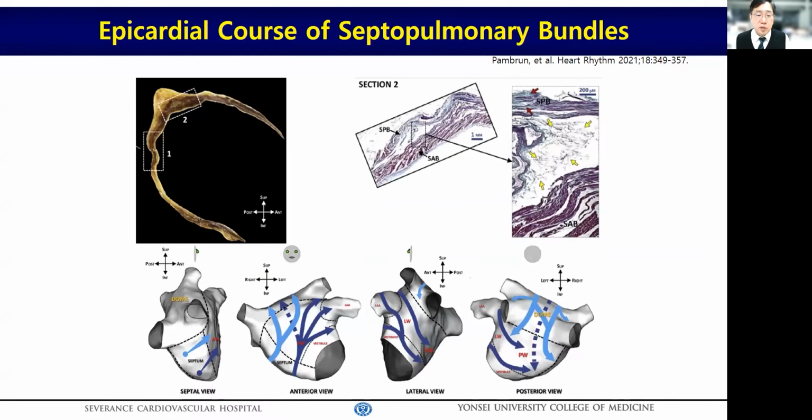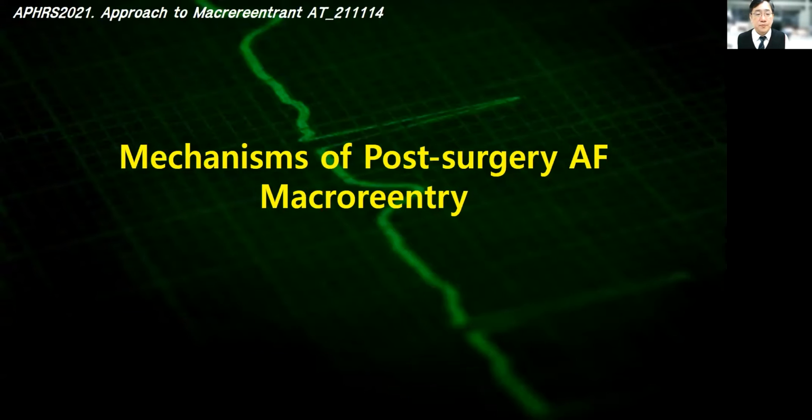What is the mechanism of such high reconduction rate of linear lesions? Recently, Pembrone reported that a multi-layer of atrial myocardial bundles and interposed fatty fibrosis prevents long-lasting transmural conduction block. Therefore, recovery of epicardial conduction may result in procedural failure.